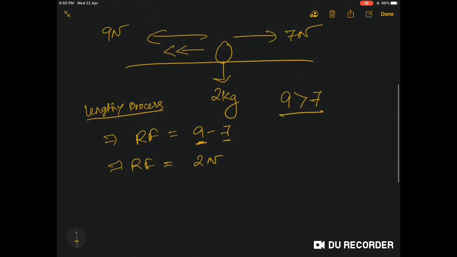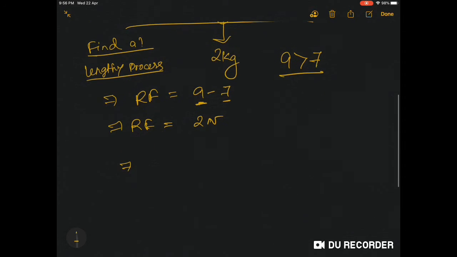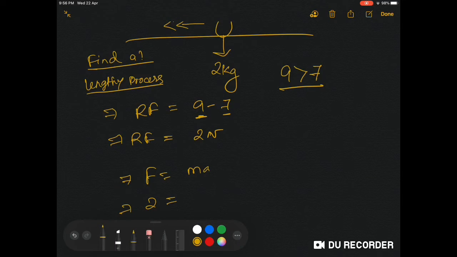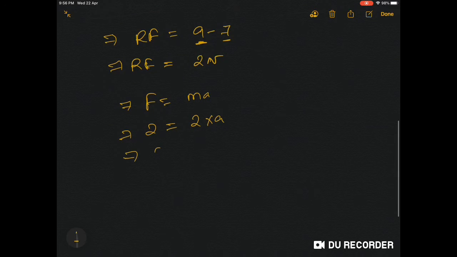So the question is to find A. Here I know my formula, F equals mass into acceleration. I know my force, which is 2, and I know my mass, which is 2, and A is unknown. Hence, 2 equals 2 times A, so A is 1 meters per second squared.